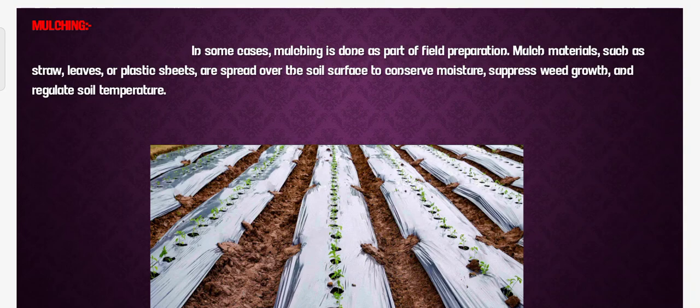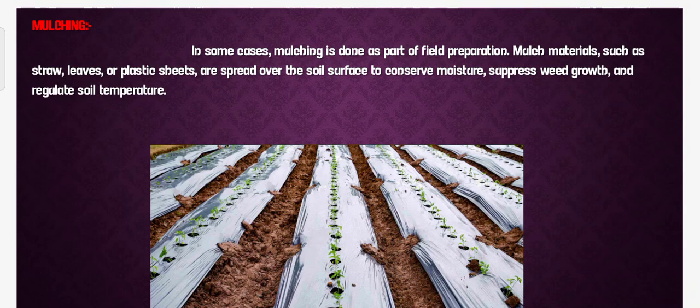Overall, mulching is a versatile and valuable technique in crop production that contributes to water efficiency, weed control, soil health, and crop yield improvement while promoting sustainable and environmentally friendly agricultural practices.